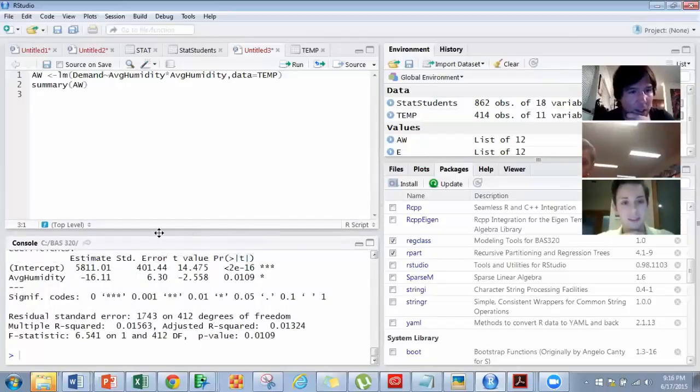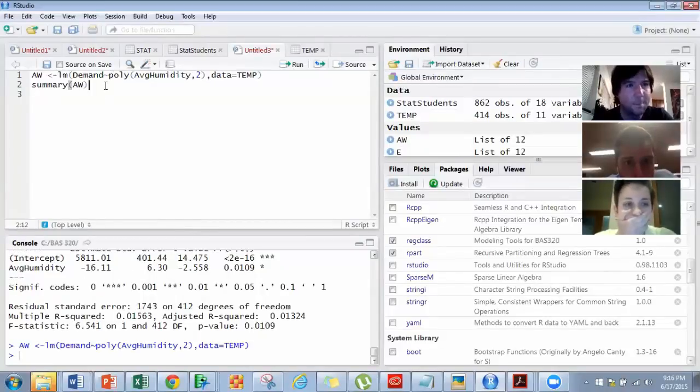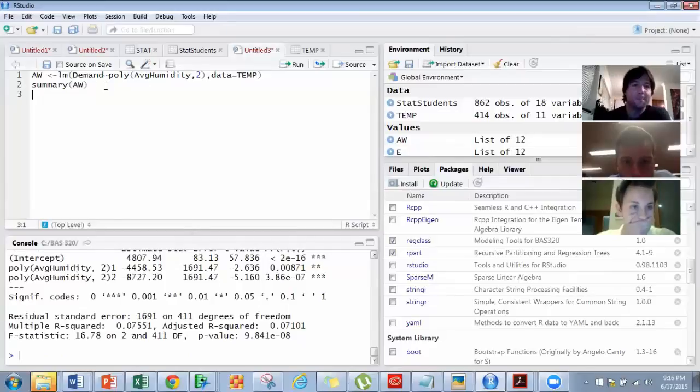Okay, so it's not including my term when I do that. Is it poly? Let's include poly. Let me call the poly command right here. Poly, and then you put in your variable, right? And then you put in the degree. So AVG humidity. That's how you call the poly term, right? Cool. Okay, there we go.